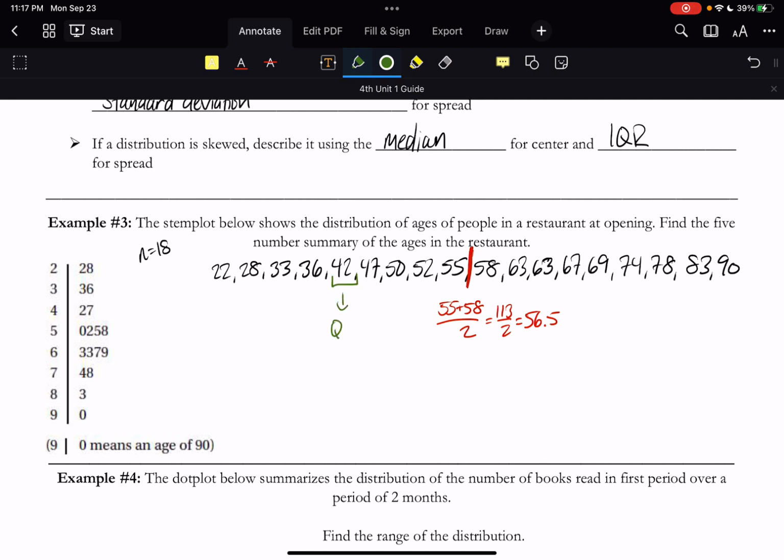That is going to be my lower quartile, Q1. And then if I work with my upper quartile, same kind of thinking. That upper quartile is going to be the median of the upper half of the data. So from 58 to 90, that middle is 69. That is going to be my upper quartile. And then we just know the min and the max from ordering.